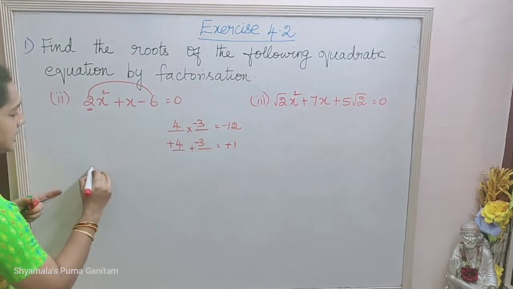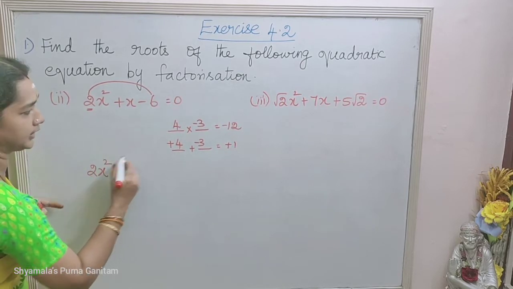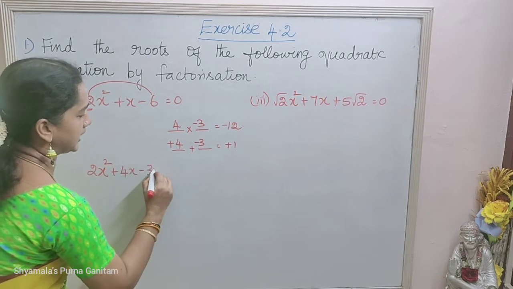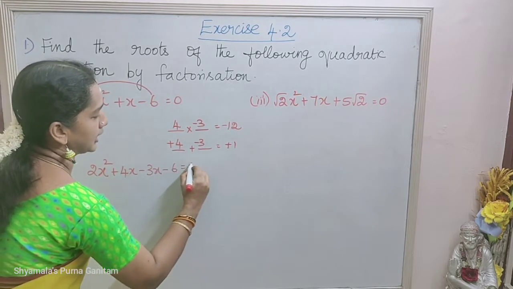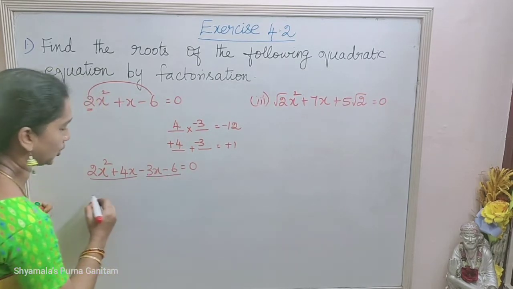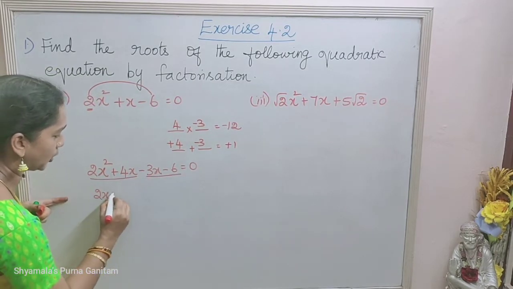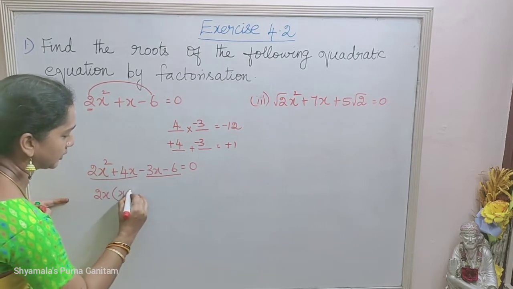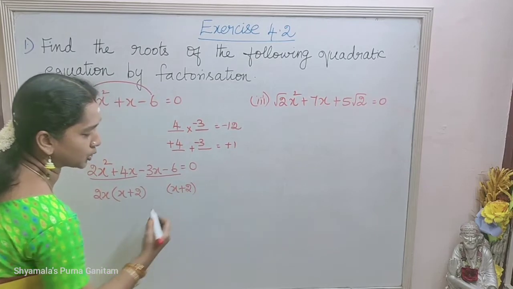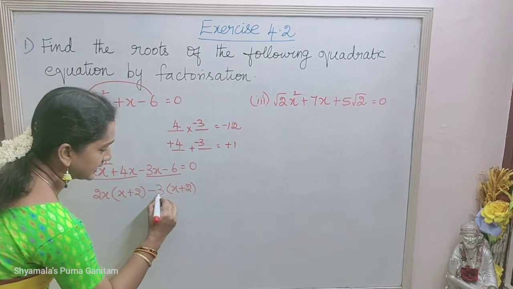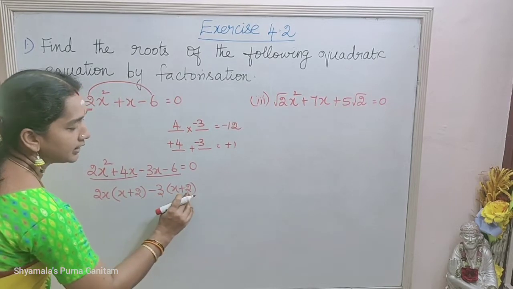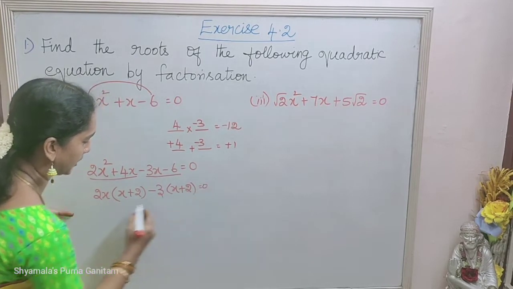So here in this I will substitute. So 2x squared plus 4x minus 3x minus 6 is equal to 0. Okay, so as usual, these two terms and these two terms we will take. So here 2x I will take common, balance will be x plus 2. Here, if I want to take x plus 2 common, I will take minus 3 outside. So minus 3 into x is minus 3x, minus 3 into plus 2 is minus 6. This is equal to 0.